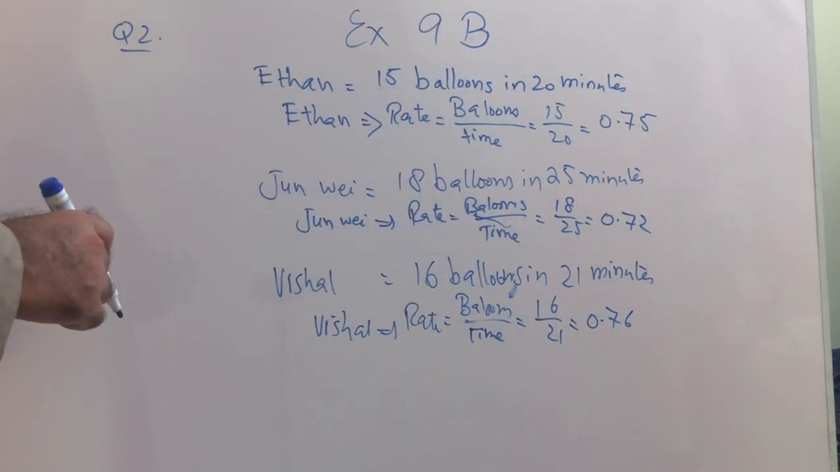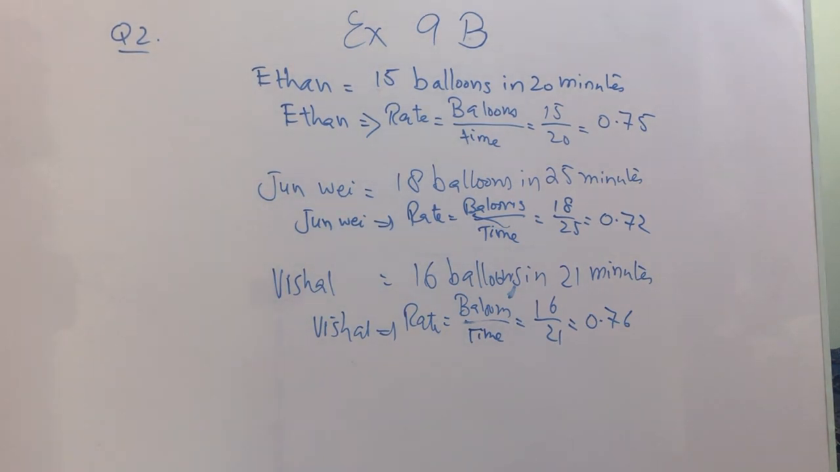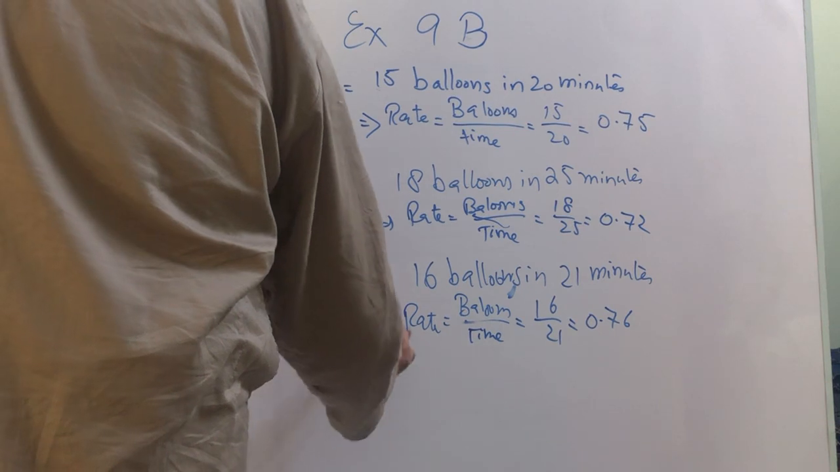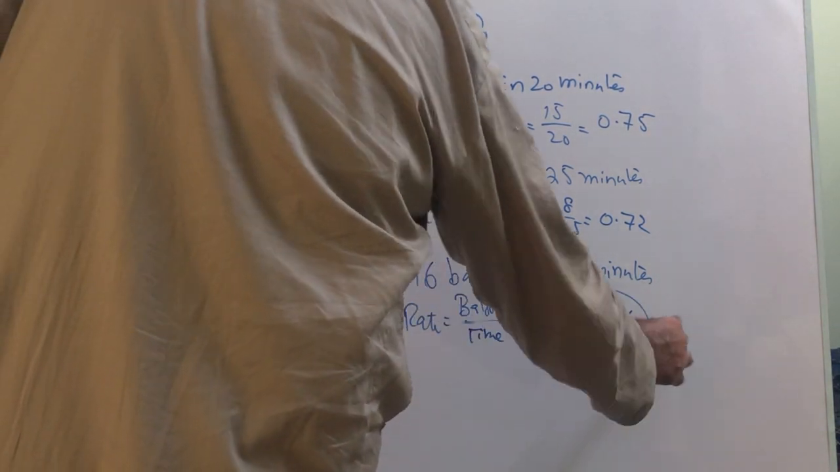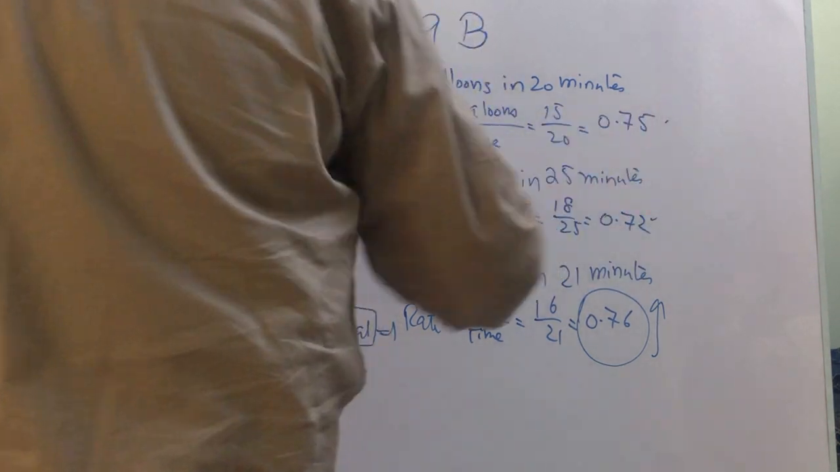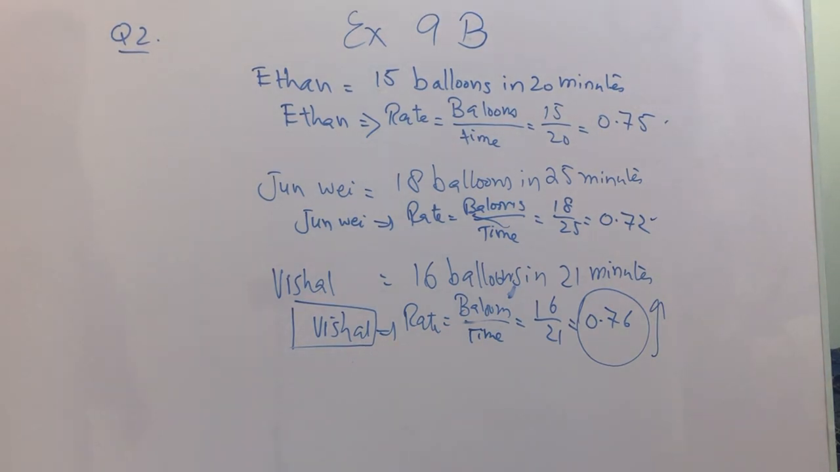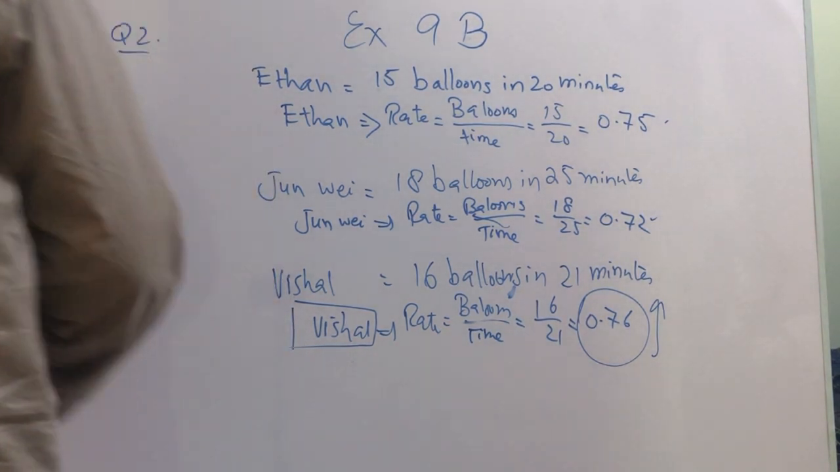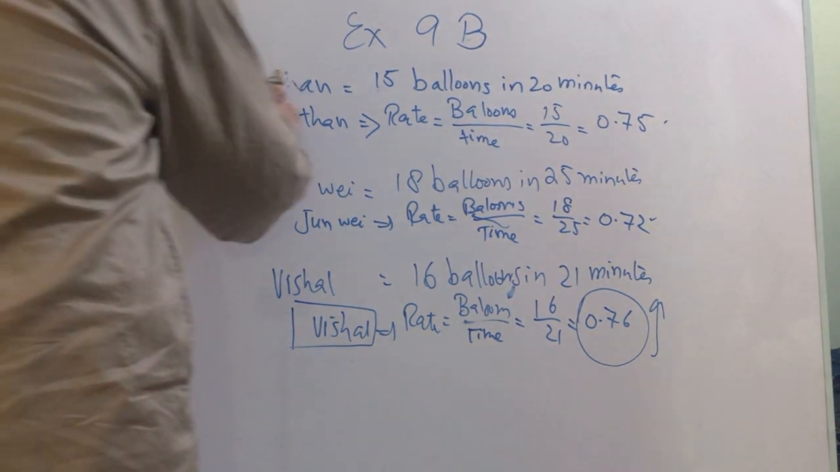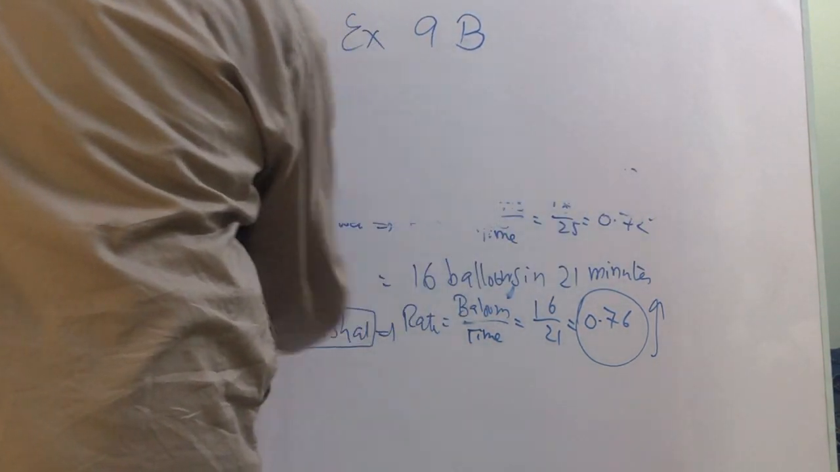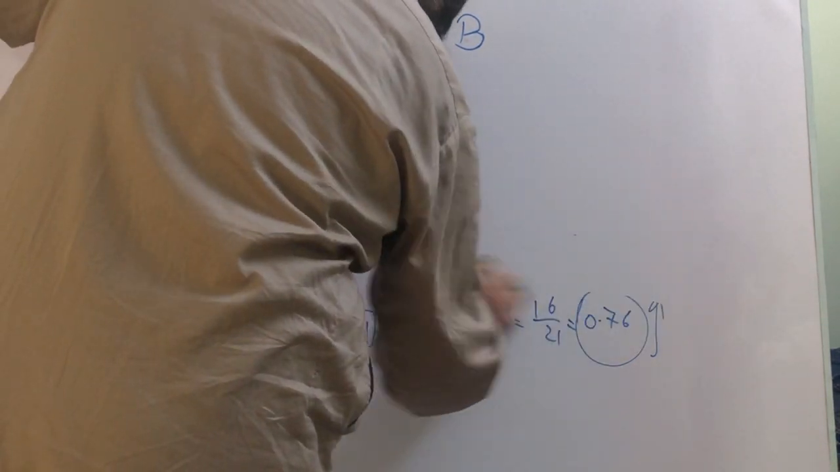So Ethan blows 0.75 balloons in 1 minute. Junwei blows 0.72 balloons per minute, and Vishal blows 0.76 balloons per minute. So by this way, Vishal is the fastest, because this is the highest of these. Okay, so it was a very simple question, only the statement was given slightly long, but the question was very simple to handle. Now I will be moving to next question.